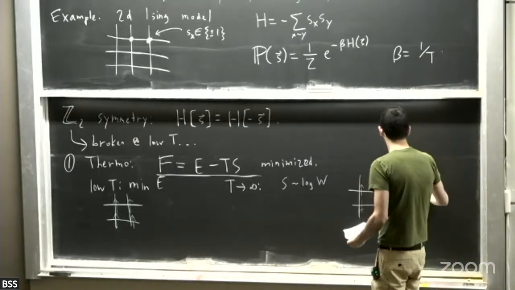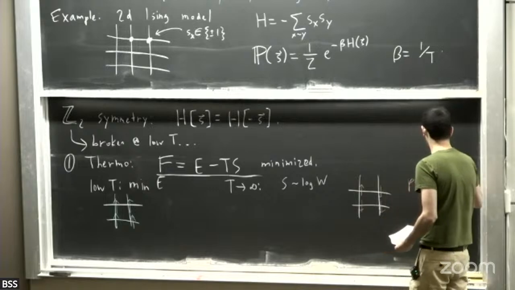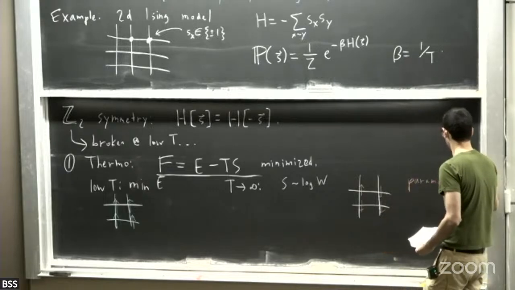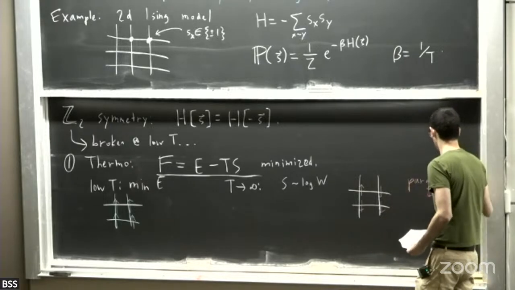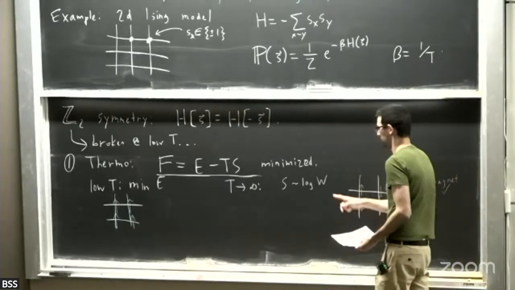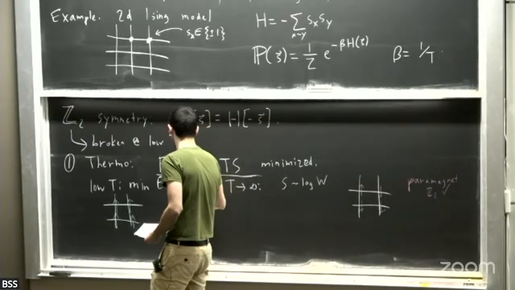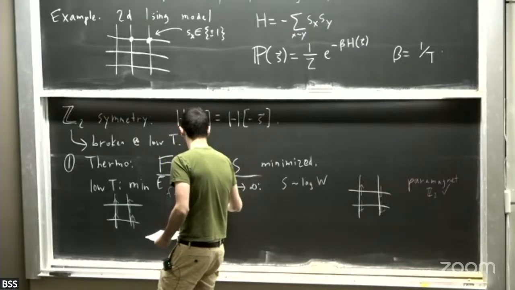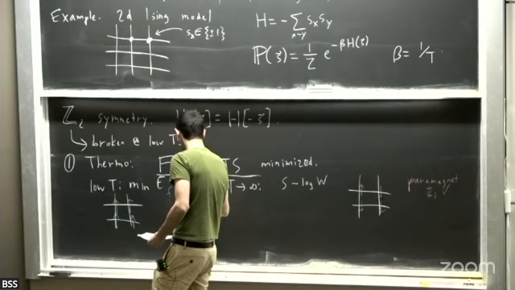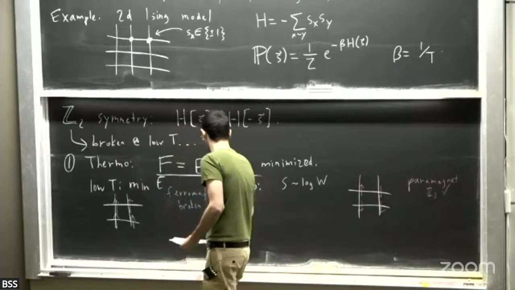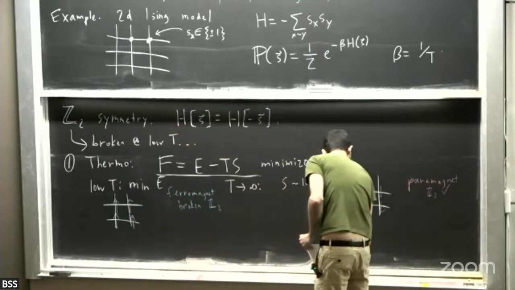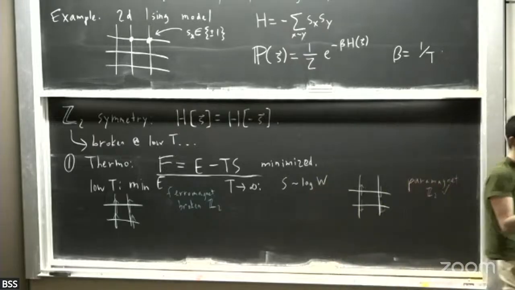Okay, so here we have the paramagnet, which doesn't break Z2. And of course, over here we have the ordered phase without this symmetry. Okay, so hopefully that's very familiar.